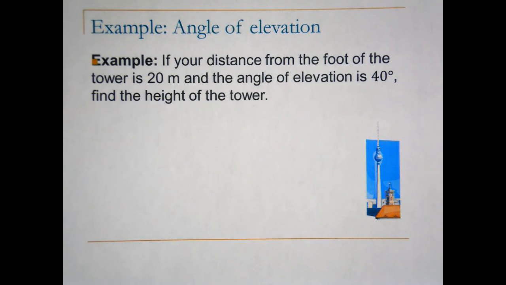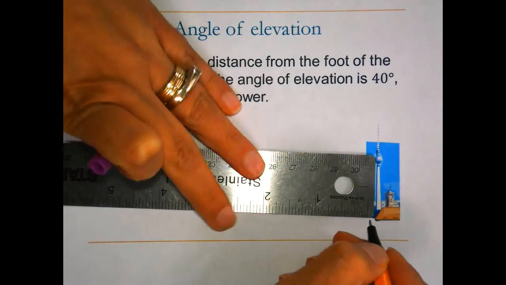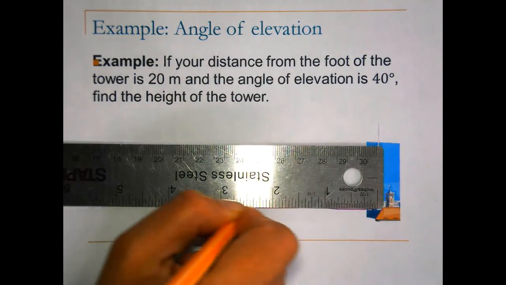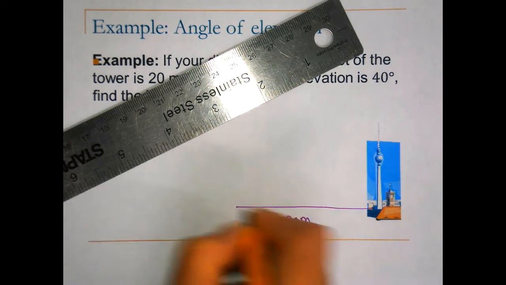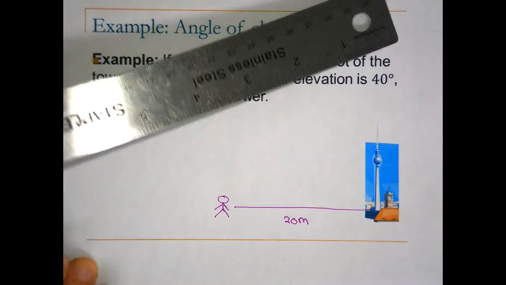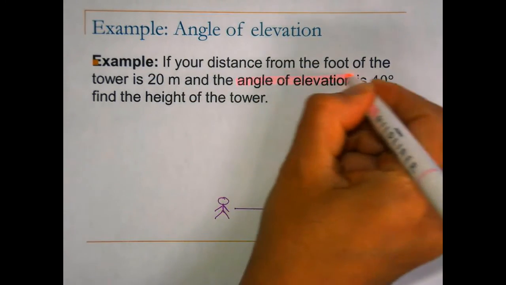So here is a tower similar to our CN Tower in Toronto, and you are standing 20 meters from the tower. So as a person, this is the bottom of the tower. You are standing 20 meters from the tower, and the question says that the angle of elevation is 40 degrees.